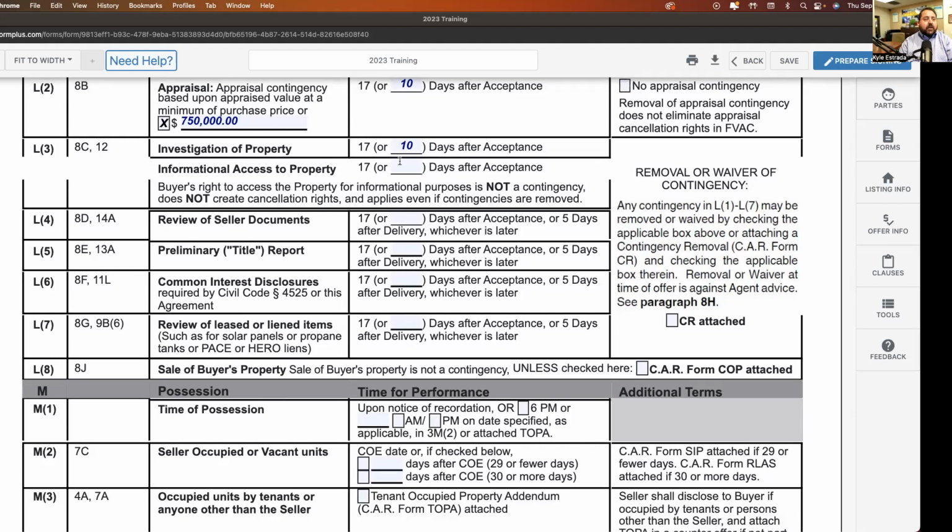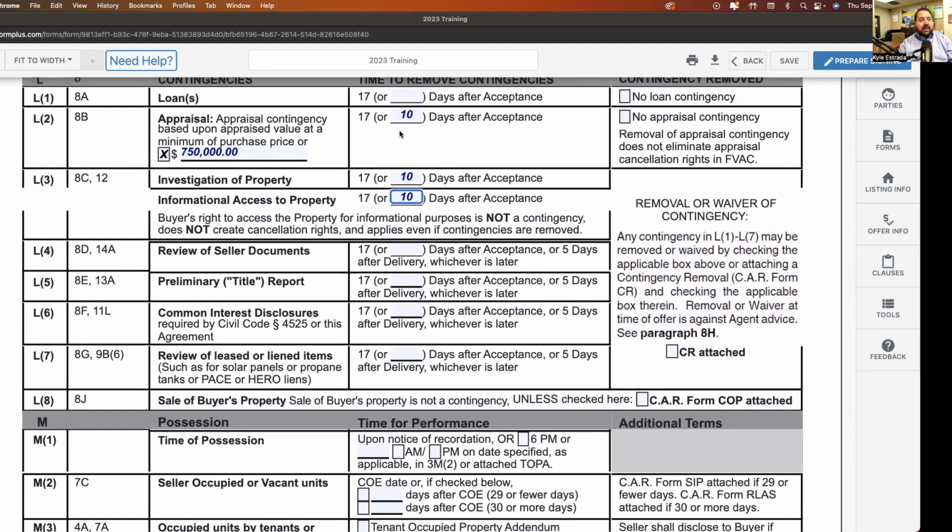Informational access to property should match all of these things, because I have to make sure that at least the appraiser has access and at least I have access. What this informational access to property is saying is that even if I had no contingencies, for the amount of days written in here, I still have access to the property. I can still do reports. I can still look at it. It doesn't create cancellation rights. It doesn't give me the opportunity to request repairs, but I have access to the property for things that I still need to do even without contingencies.